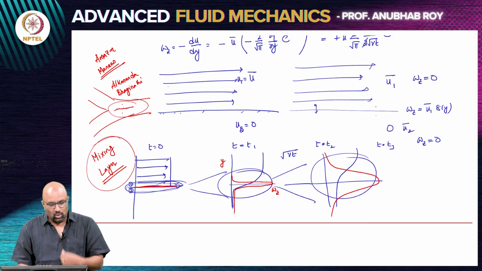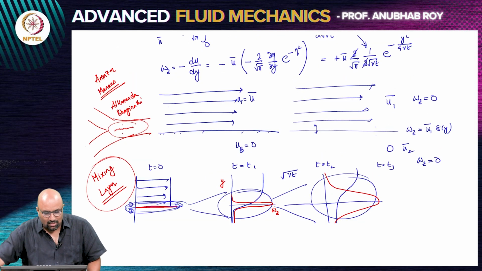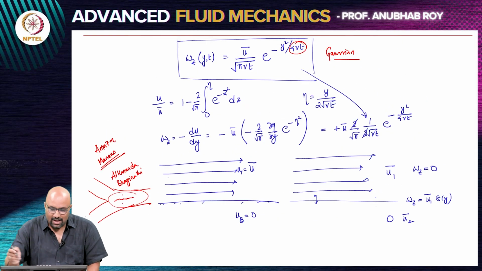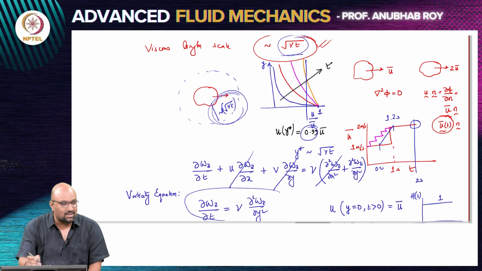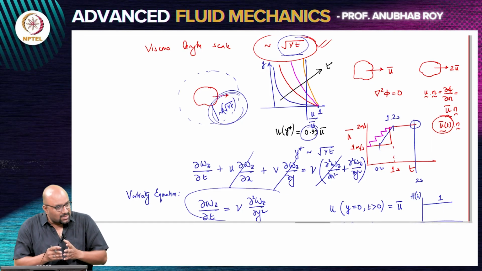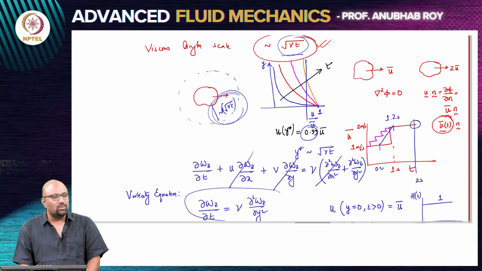So you can take whatever you're learning. There is obviously the impulsively pulled plate problem. There are a lot of neat approaches in terms of similarity variable, etc. But the most important part in this whole thing is the fact that there is something known as a diffusion length scale or a viscous length scale: the distance over which viscous momentum is going to continuously keep increasing.